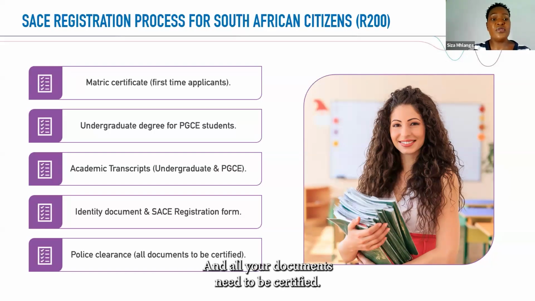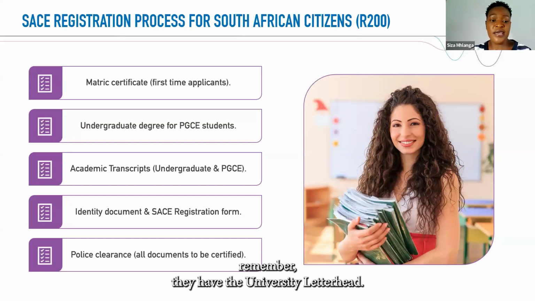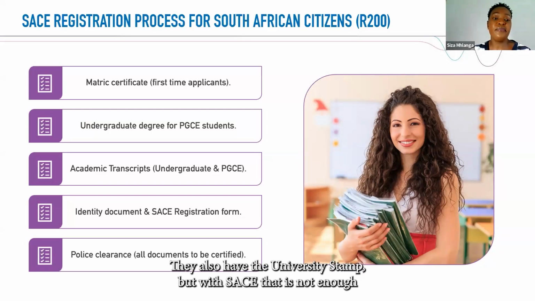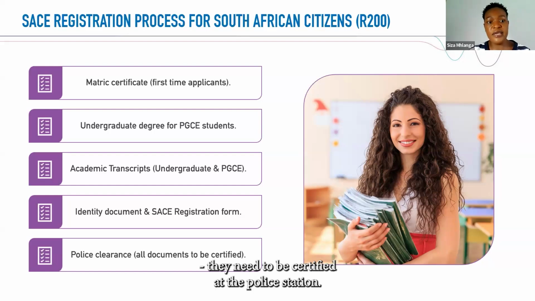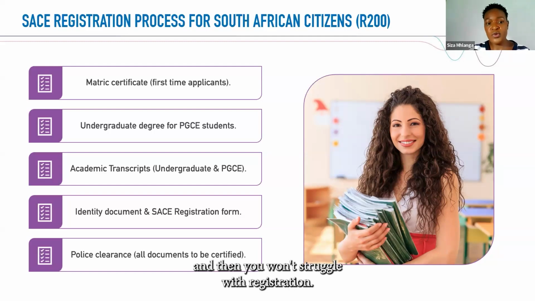And all your documents need to be certified, especially your academic transcripts. Remember, they have the university letterhead. They also have the university stamp, but with SACE, that is not enough. They need to be certified at the police station. So ensure that all your documents are certified and then you won't struggle with registration.